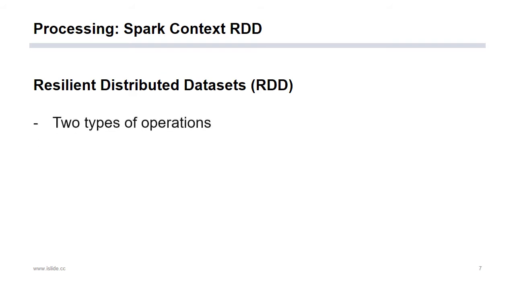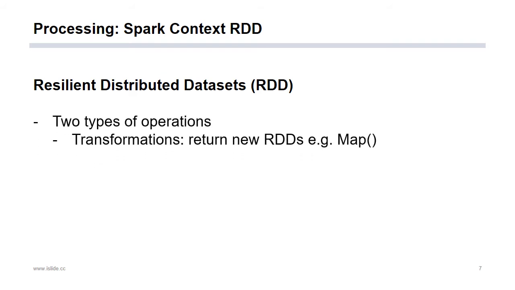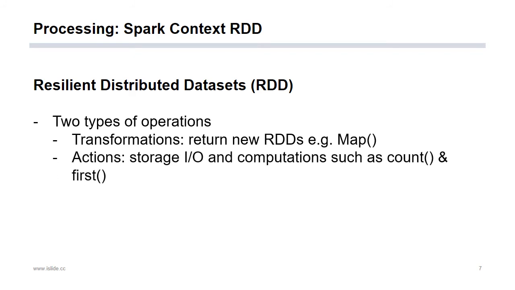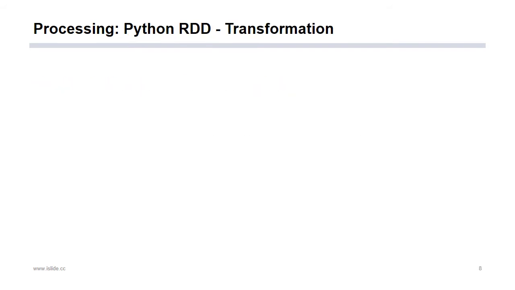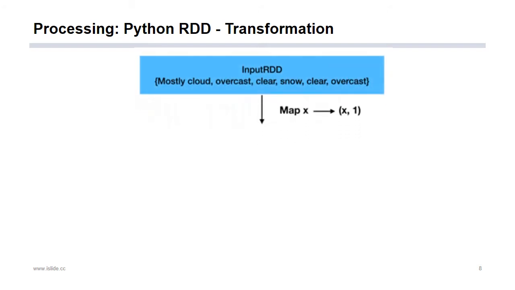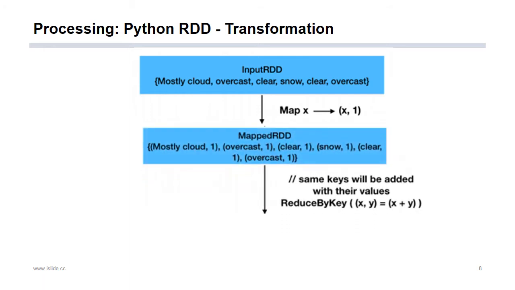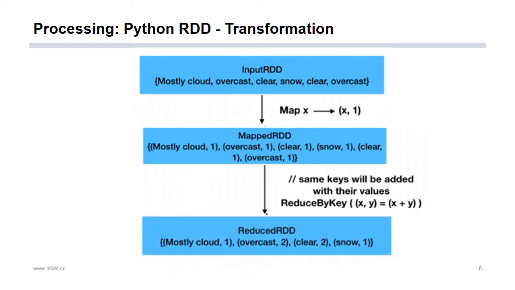RDDs support two types of operations: transformations, which return new RDDs, for example, the map function, and actions, which involve I/O operations and computations such as count and first. The transformation operation is key to this project, allowing us to perform important queries and data transformations. Here you can see an example of an input RDD which has 6 data points. By applying the map function, key value pairs are generated respectively for each data point. In the final step, identical keys are reduced to perform an operation that is similar to MapReduce.